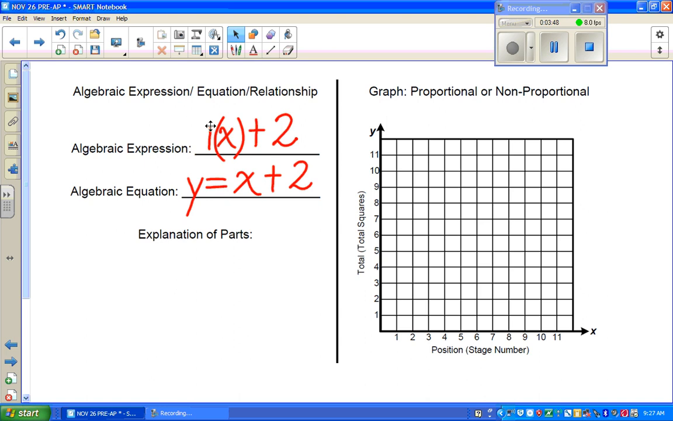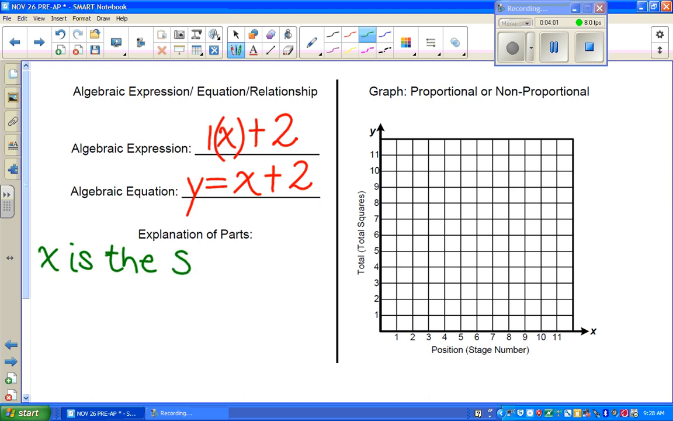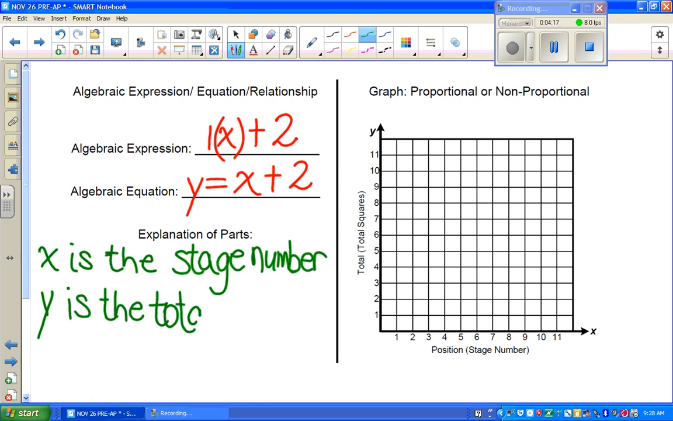Now our explanation of parts here is the X and the Y. So our X is equal to the stage number or the term, whichever they choose to call it. And in this one we call it the stage number. And then our Y is our total number of pieces. And Y, if you remember, Y is always going to be our answer.